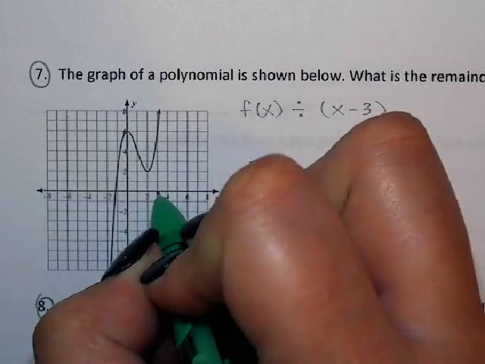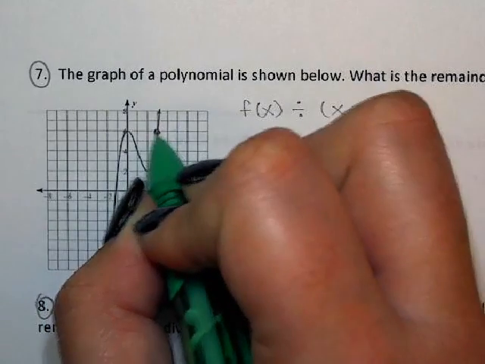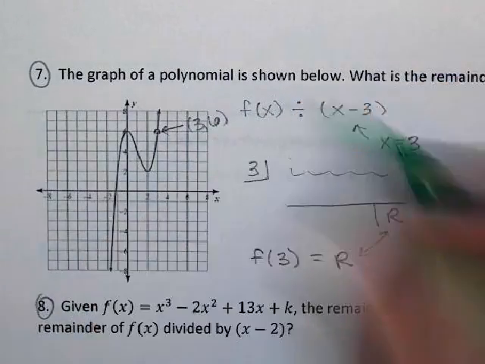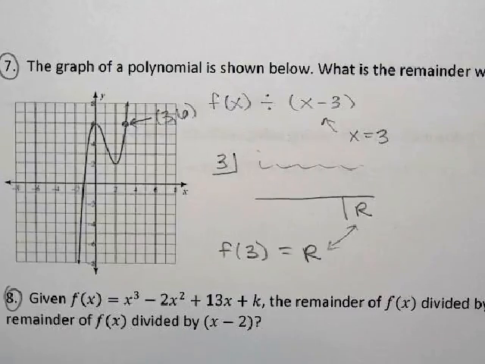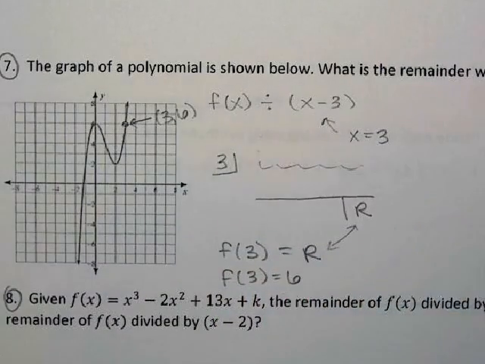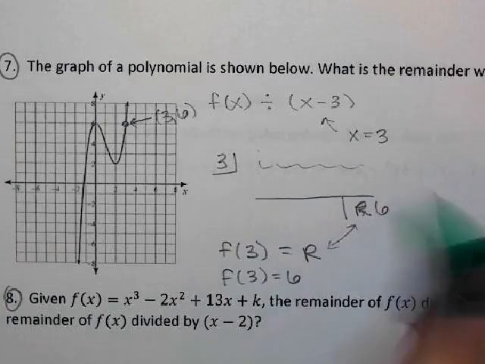6. So x-coordinate of 3, y-coordinate of 6. There's the point right there. We have 3, 6. So that means that f of 3 is 6, which means that your remainder was 6.